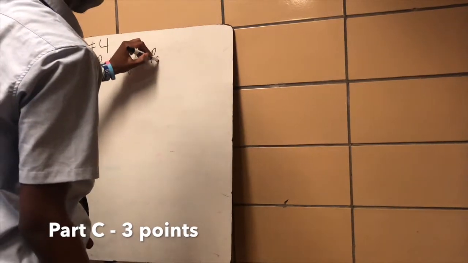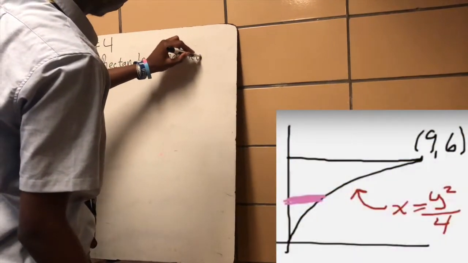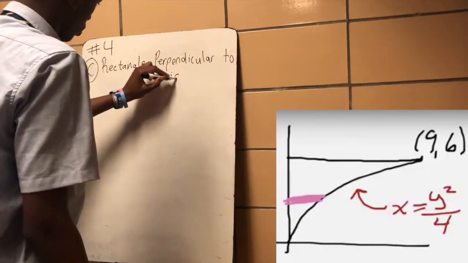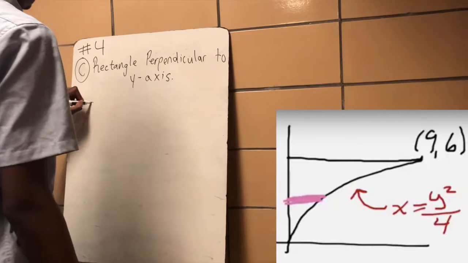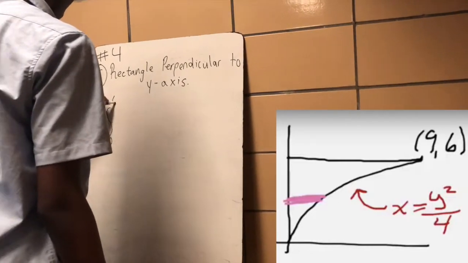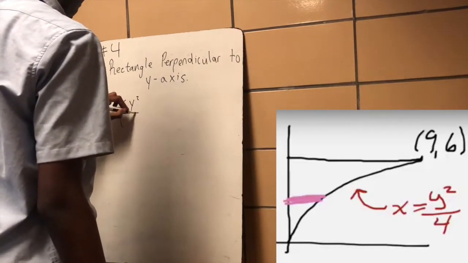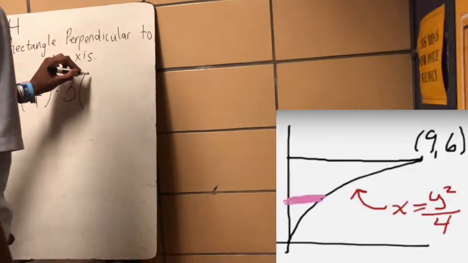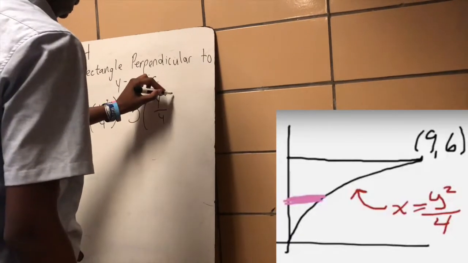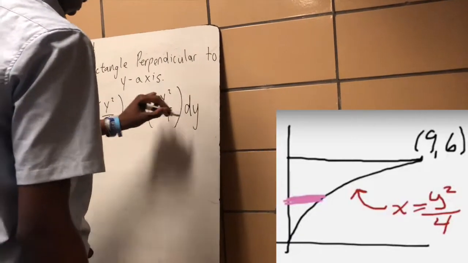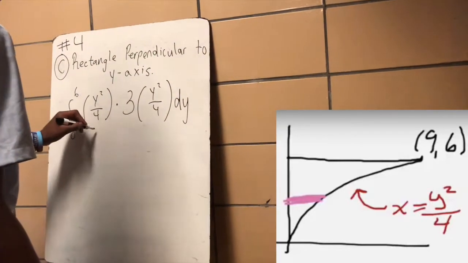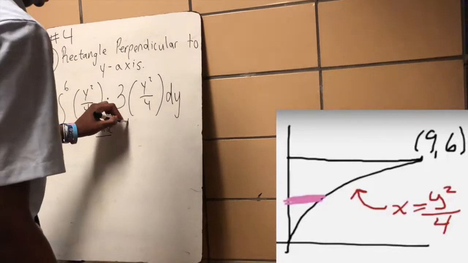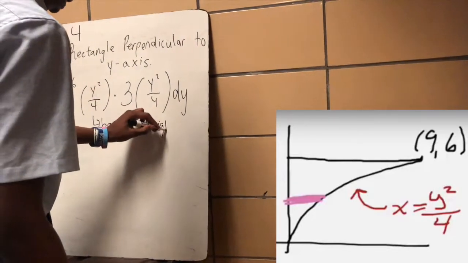Part C asks to find the rectangle perpendicular to the x-axis. Since the line is perpendicular to the x-axis, all points must be solved in terms of x instead of y. When you do that, you get the integral from 0 to 6 y squared over y, which is the base, and you find the base by doing right minus left times 3 times y squared over 4 dy. You multiply it by 3 because the height is 3 times the base.